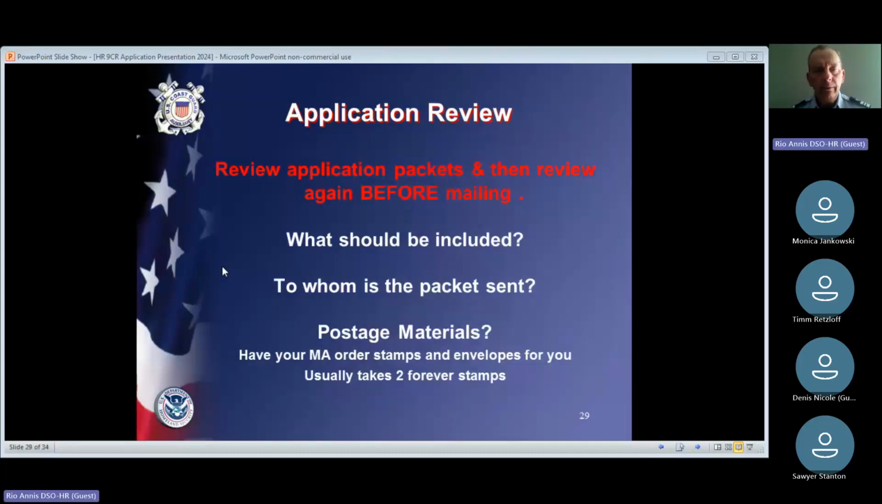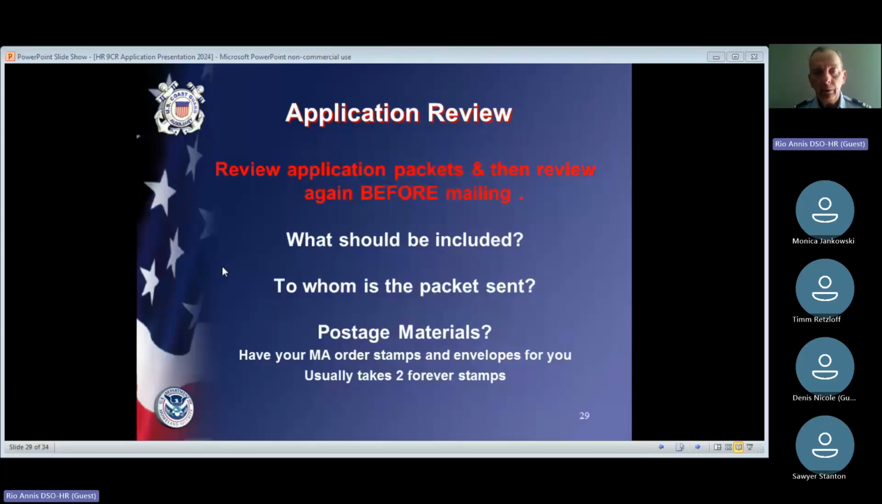So put this in red: review application packets, and then review again before mailing. Take every precaution to make sure you've got everything complete and accurate before you put it in the mail to me. What should be included? To whom is a packet sent? That'll be me.